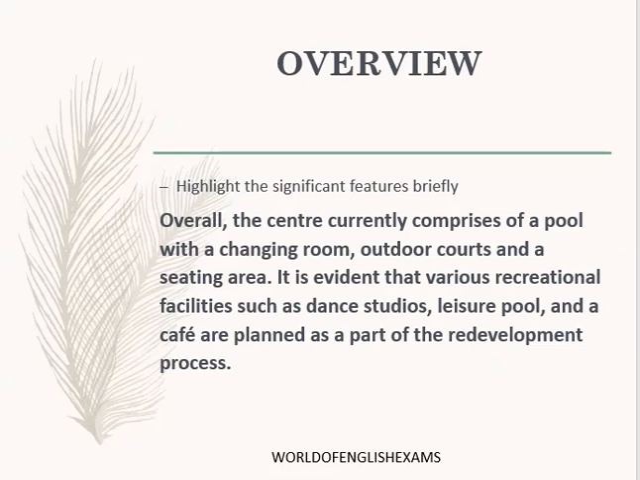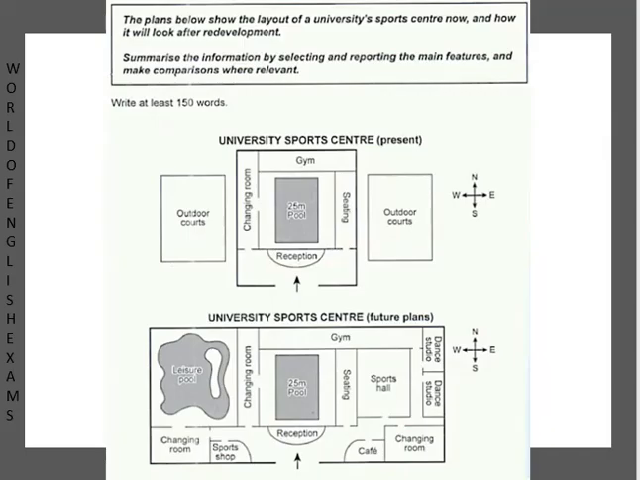Then it is evident that various recreational facilities such as dance studios, leisure pool and a cafe are planned as a part of the redevelopment process. So as a part of the redevelopment process, various facilities would be added like leisure pool and dance studios, cafe, sports shop. As I can see, various new changes are being proposed. So all this I am going to write in the overview. Of course, if you see, I am not writing them in detail. It is just a brief overview. So this is how it has to look like.